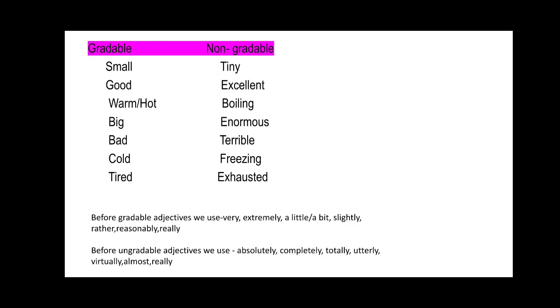Now I will show you some gradable and non-gradable adjectives. Small is a gradable adjective and the non-gradable adjective becomes tiny. Like that, good, excellent, warm or hot, boiling, big, enormous, bad, terrible, cold, freezing, tired, exhausted. As I told you before, with these non-gradable adjectives we cannot use very, extremely, a little, a bit, slightly. So we will not use them. We can only use absolutely, completely, totally, utterly, etc. And before gradable adjectives, we can use very, extremely, a little, a bit, slightly, rather, reasonably.